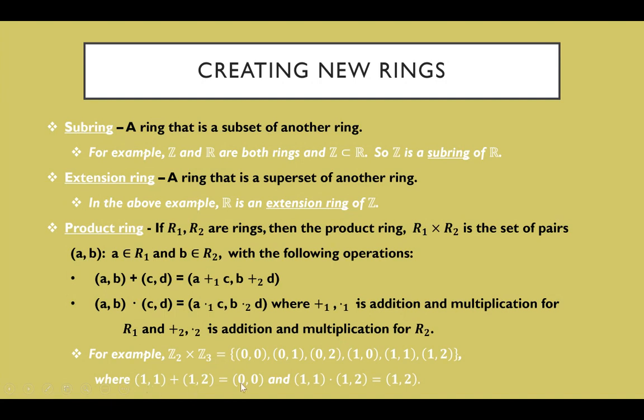2 mod 2 is 0. And when I add the second elements, 1 plus 2, I get 3. And 3 mod 3 is 0. So again, we use addition from the first ring for our first elements, and addition defined by our second ring for our second elements. And similarly for multiplication. 1 times 1 mod 2 is 1, and 1 times 2 mod 3 is 2.